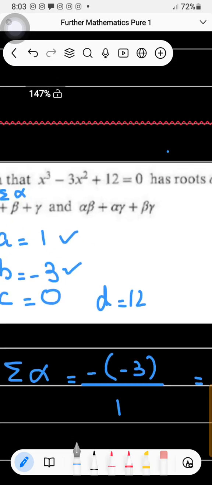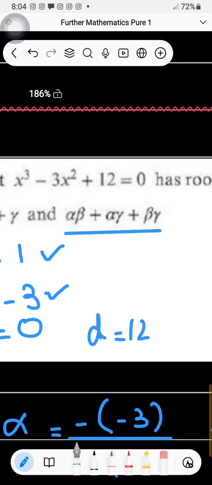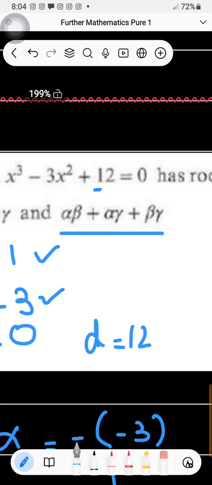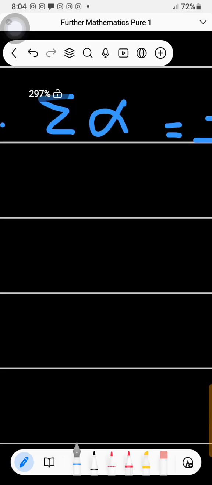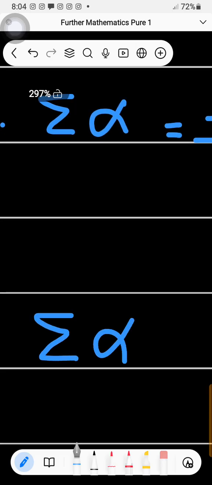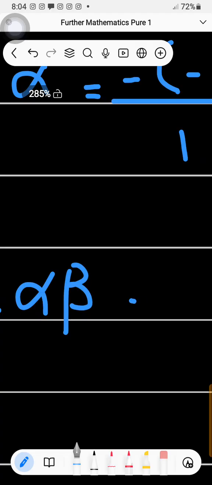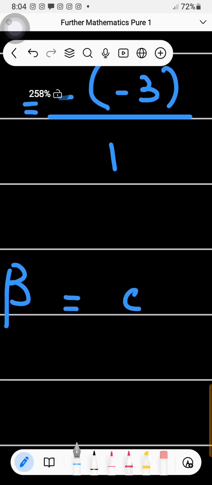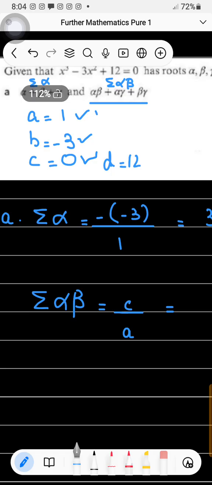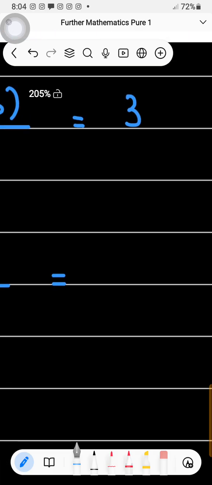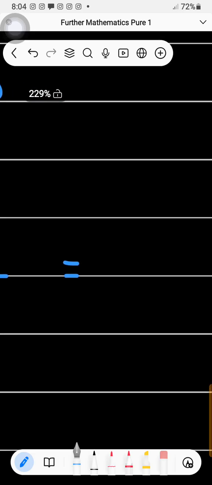Then it is asking for alpha beta plus alpha gamma plus beta gamma, which we can write as sum of alpha beta. We had discussed the formula of sum of alpha beta: positive c upon a. So what is c? c is 0 and a is 1. So 0 upon 1 is equal to 0. This is our answer.